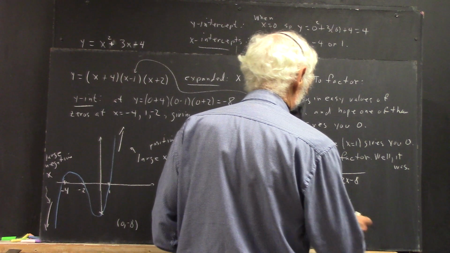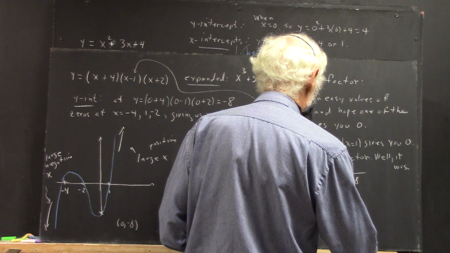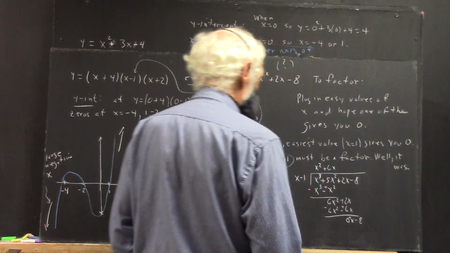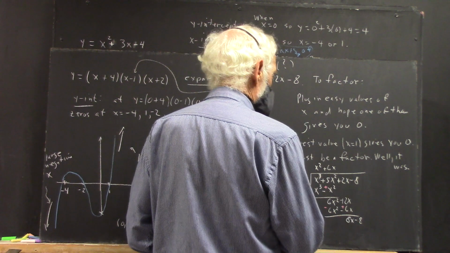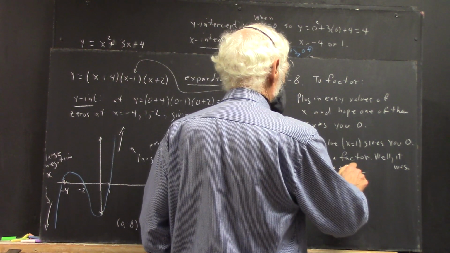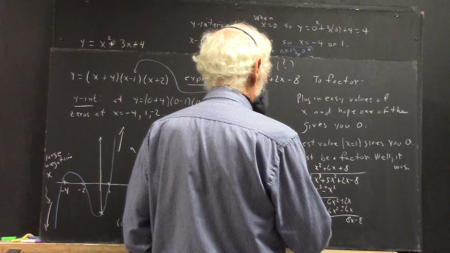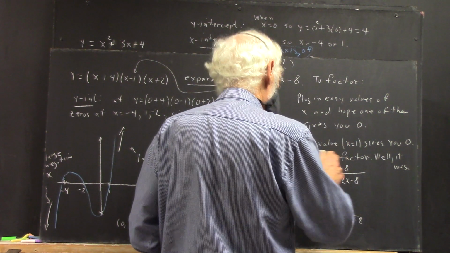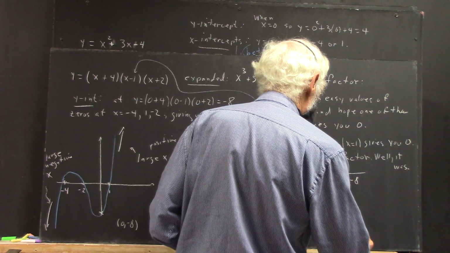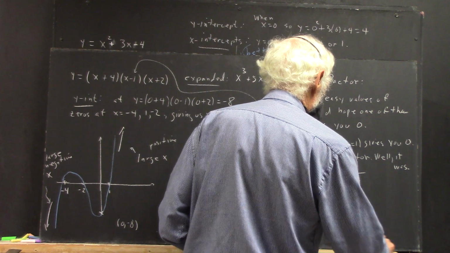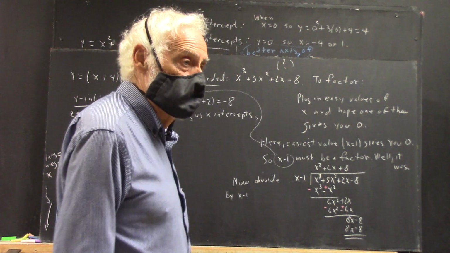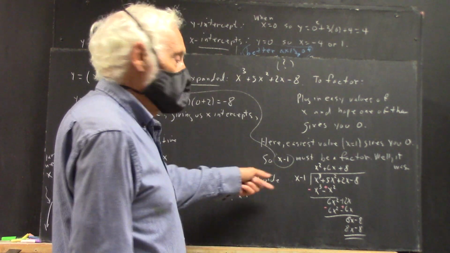And we see that we get 8x minus 8. We divide x into 8x, we get plus 8. Multiply 8 by x minus 1, we get 8x minus 8. We're done, there's no remainder. Okay, what does this tell us?